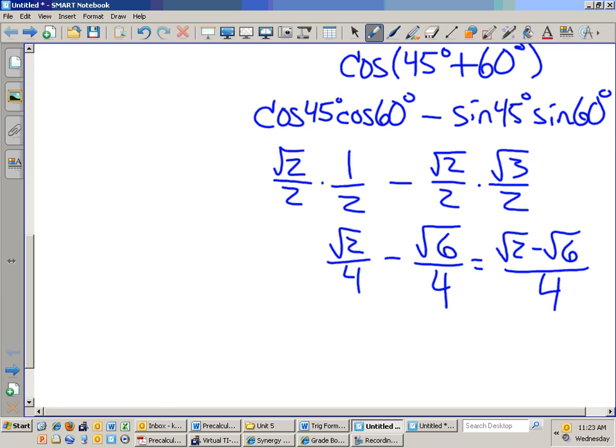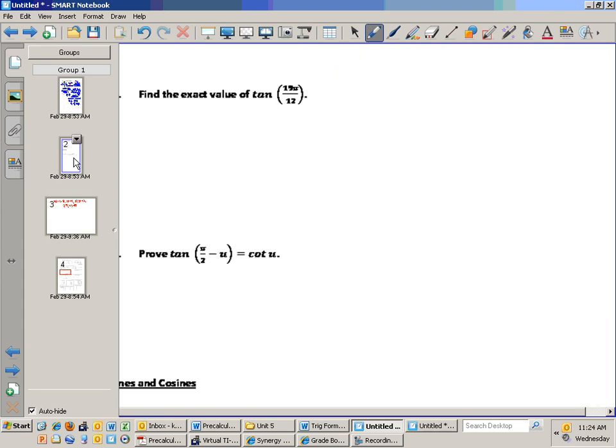And so this was really valuable to be able to rewrite in terms of sum and difference. I like them apples.